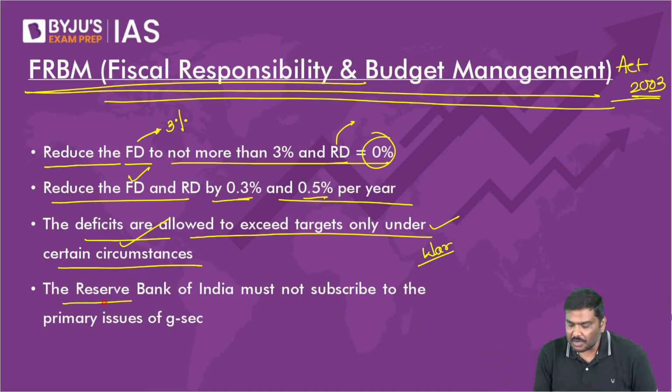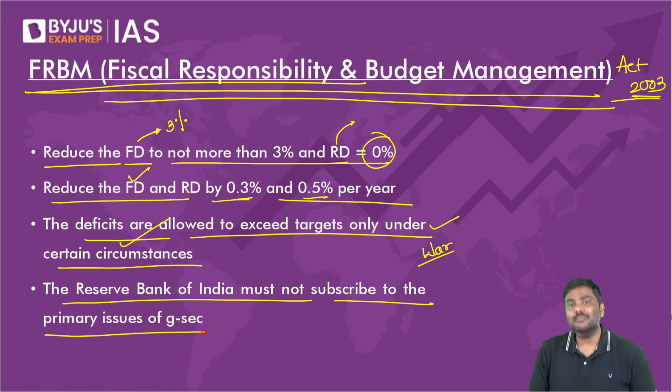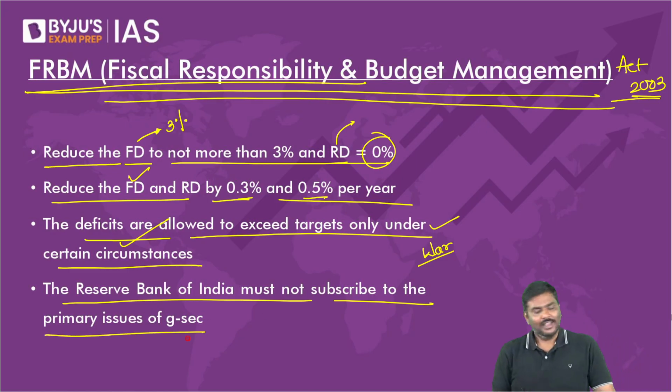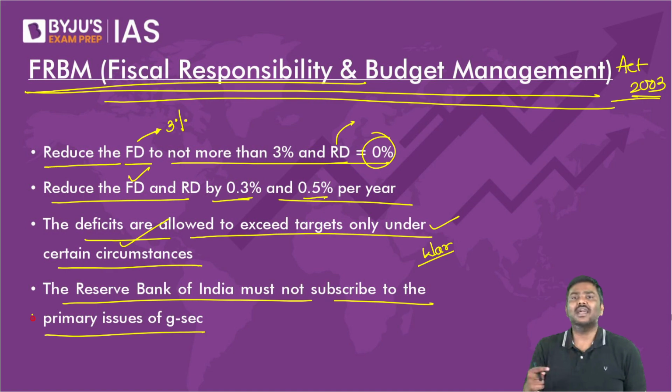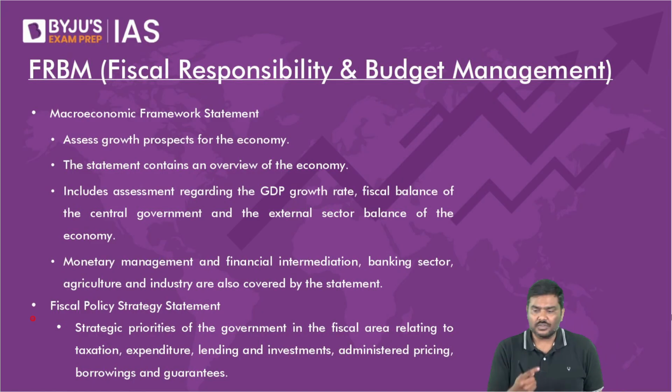Okay. Reserve Bank of India must not subscribe to primary issuance of G security. Can I say point number 4 is nothing but direct monetization? RBI should not directly monetize the deficit of Government of India. So these are certain very important provisions of the FRBM Act of 2003.